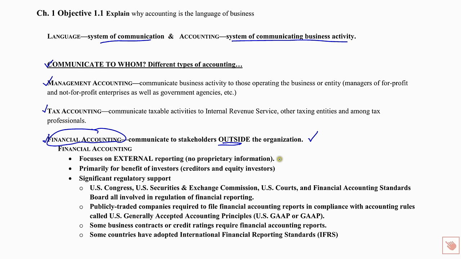So we're going to have an external reporting focus, and we're going to avoid releasing proprietary information unless we're required to. So we're not going to release company secrets or information we wouldn't want our competitors to know. This information is primarily for the benefit of investors. Investors are equity investors that are owners, or creditors like banks that lend money to the corporation.